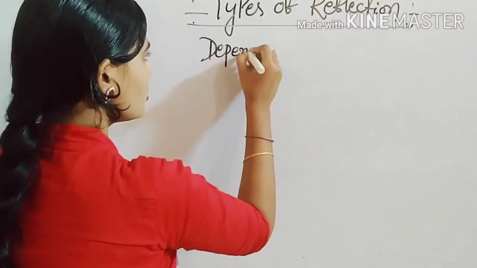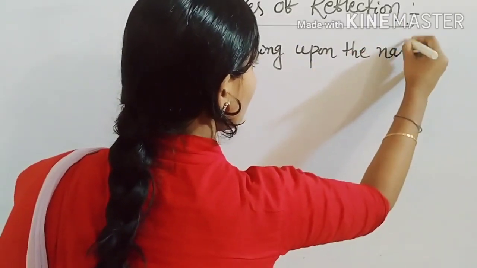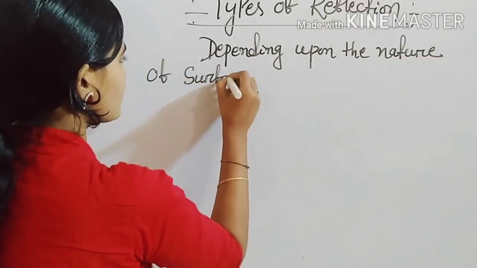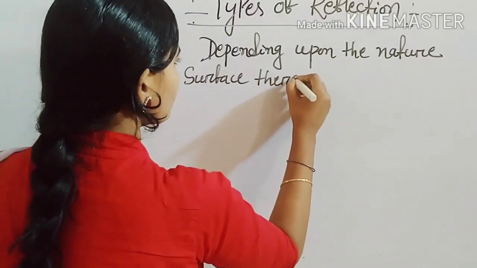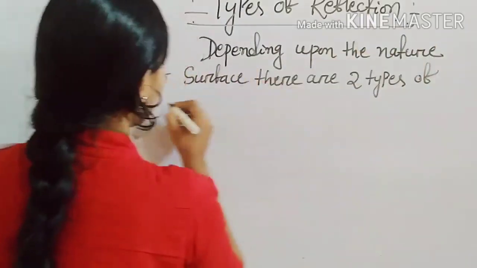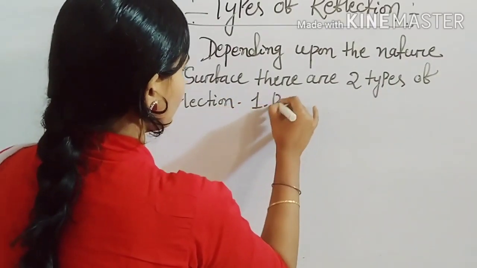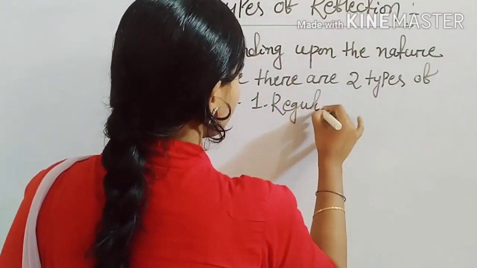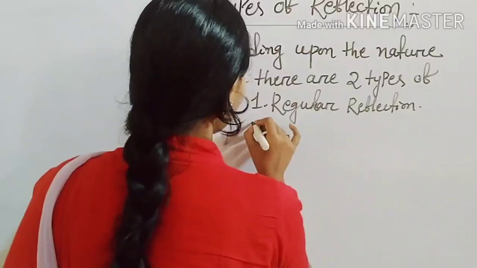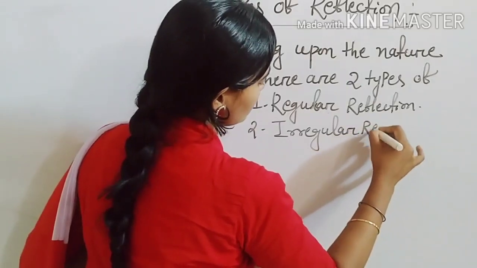Depending upon the nature of the surface, there are two types of reflection. First one is regular reflection. Second one is irregular reflection.